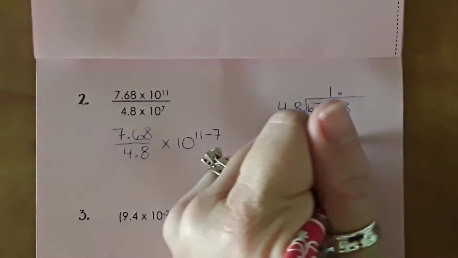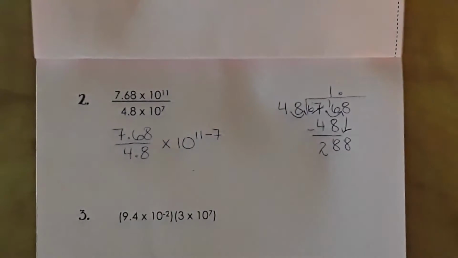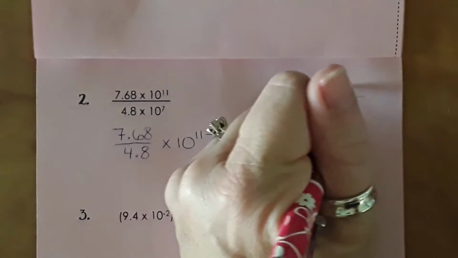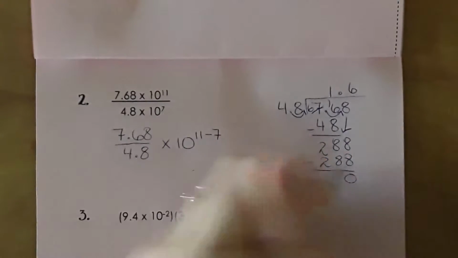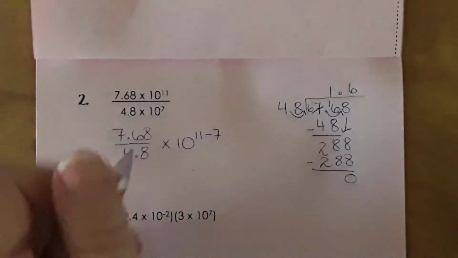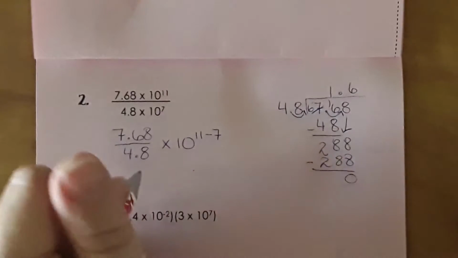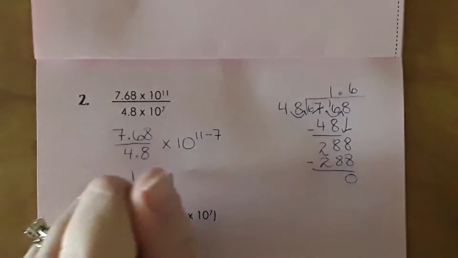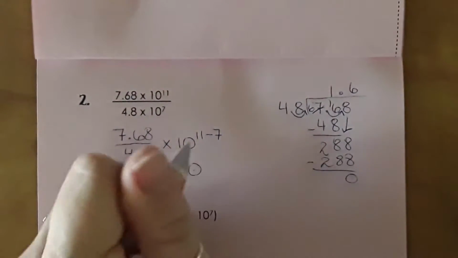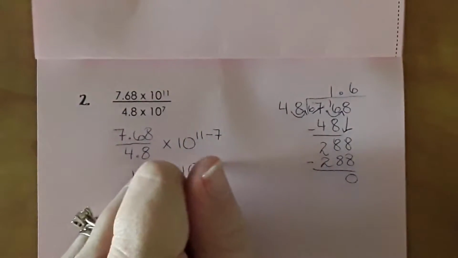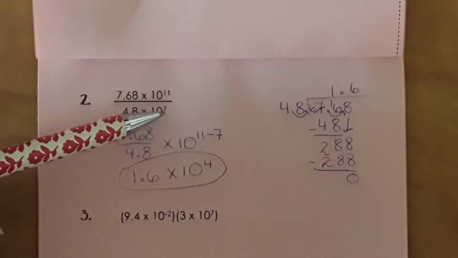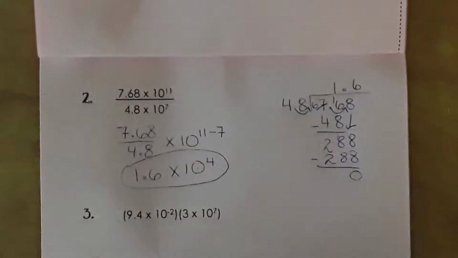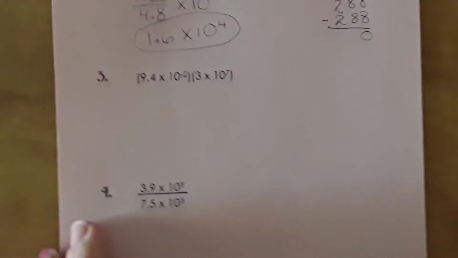Okay, bring down that 8. How many times does 48 go into 288? 6 times. 6 times 48 is 288. Subtract, and you come to a remainder of 0. So 7.68 divided by 4.8 is 1.6 times 10, and 11 minus 7 is 4. All right? Again, remember, with division, subtract your exponents. Multiplication, you're going to add. Let's look at number 3.